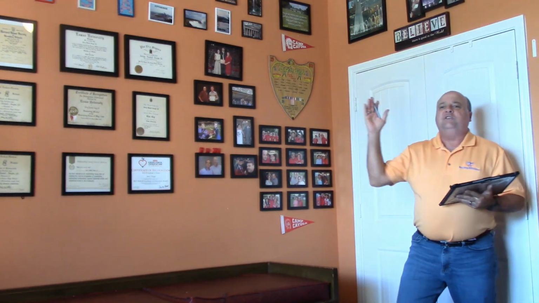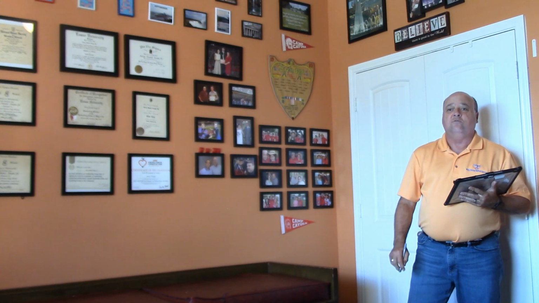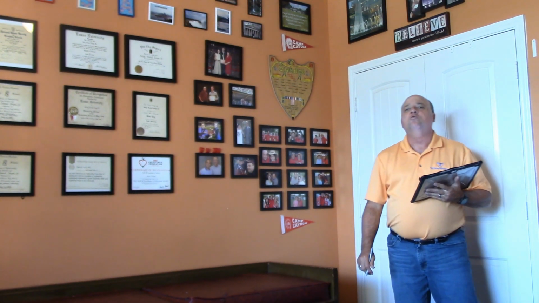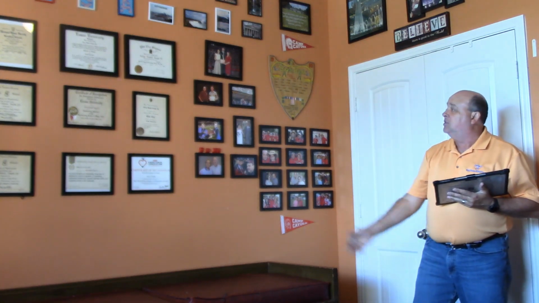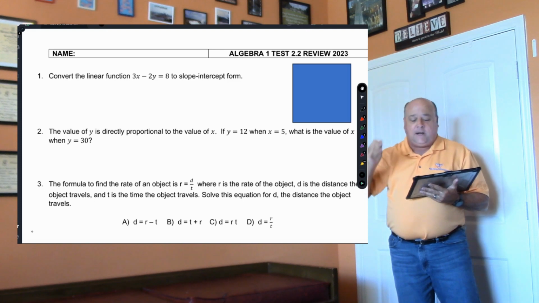Oh, today we're going to have fun, because we're about to do the test review on your second test of the second six weeks. Mr. Toops puts the fun in functions, especially linear functions. So a magical whiteboard appears.